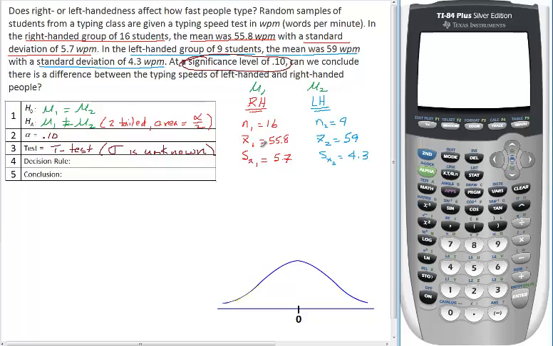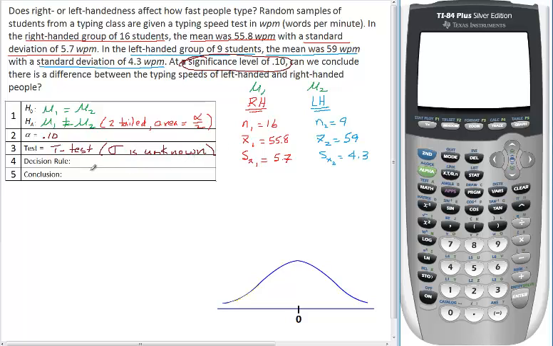Now some books will say if sigma is unknown, automatic t-test. Other books will say if sigma is unknown, however, if the sample sizes are greater than or equal to 30, both of them, we would opt for a z-test. As the numbers get very large, it doesn't really matter if it's a t-test or a z-test. But when sigma is unknown, the safest test to do is the t-test.